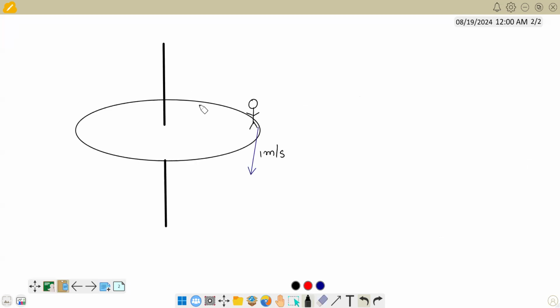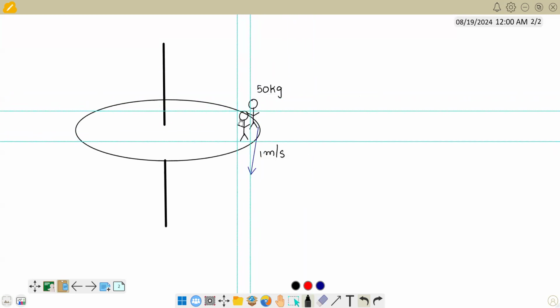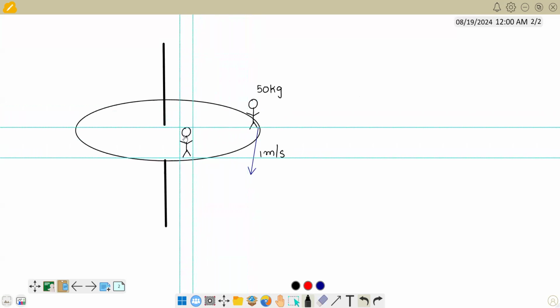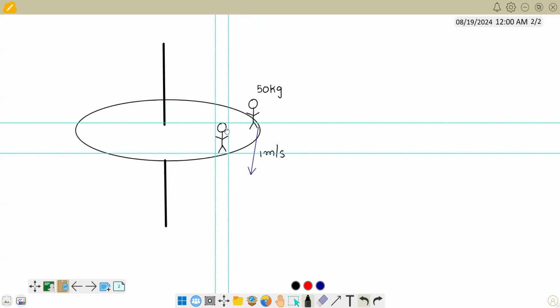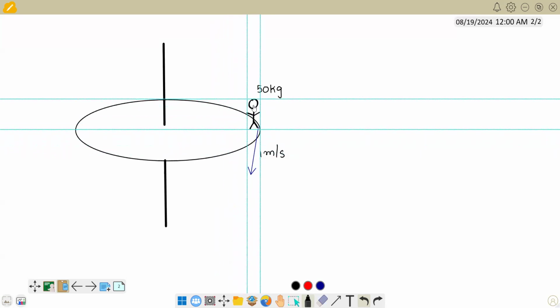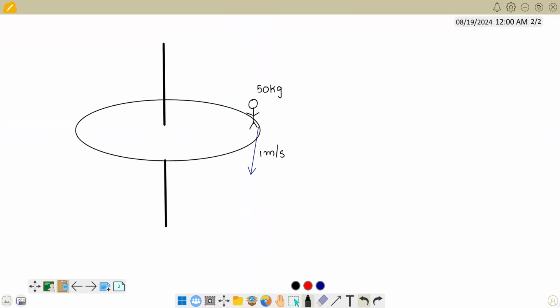So basically, if I try to draw this situation, we have a 50 kg man. Initially, he was just standing on this, at rest. After some time, this 50 kg man started to move on this platform with a speed of 1 meter per second. As the person starts to move forward in this direction, by conservation of angular momentum, the circular platform on which he is standing would start to move in the opposite direction.